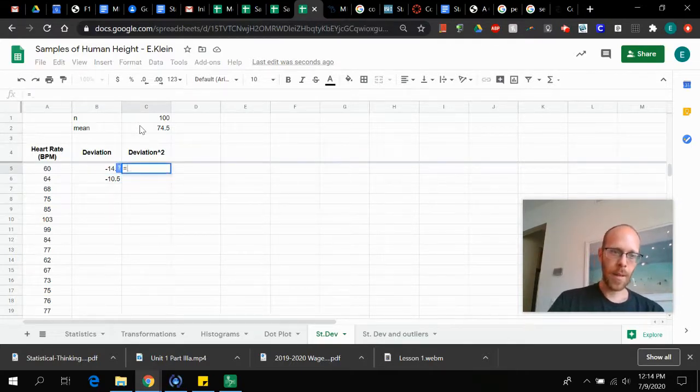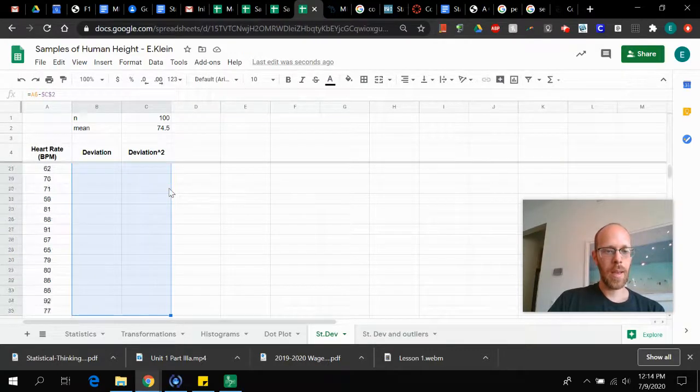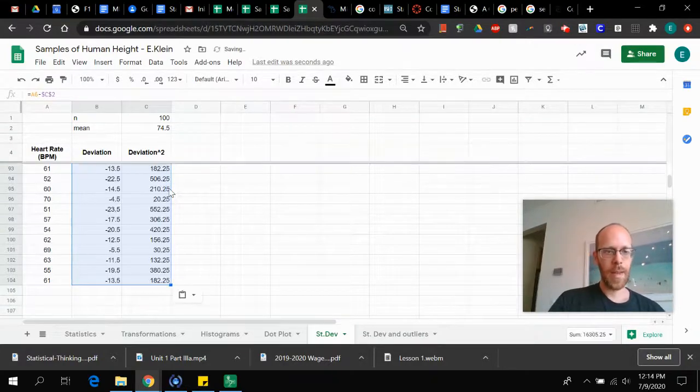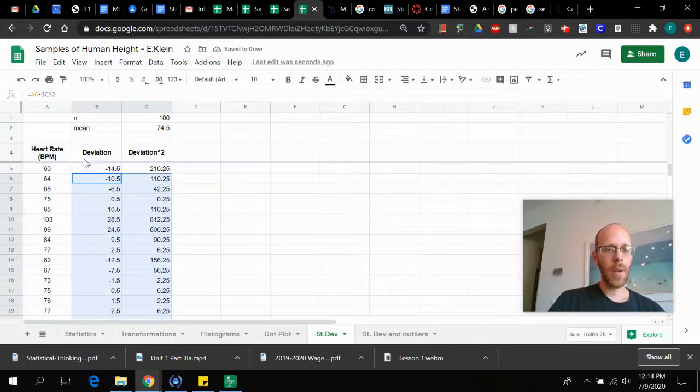So in this column, I am going to take the number that is right here in B5, and I am going to square it. Now I can copy those 2 cells, and I can paste their formulas all the way down the row. All right. So we have all of our deviations. We have our squared deviations.